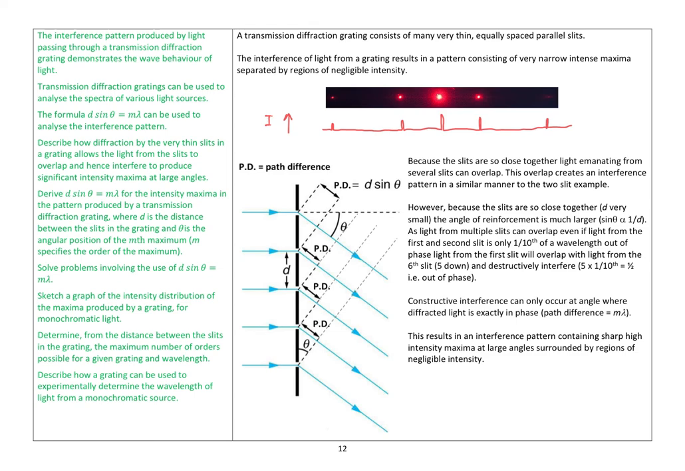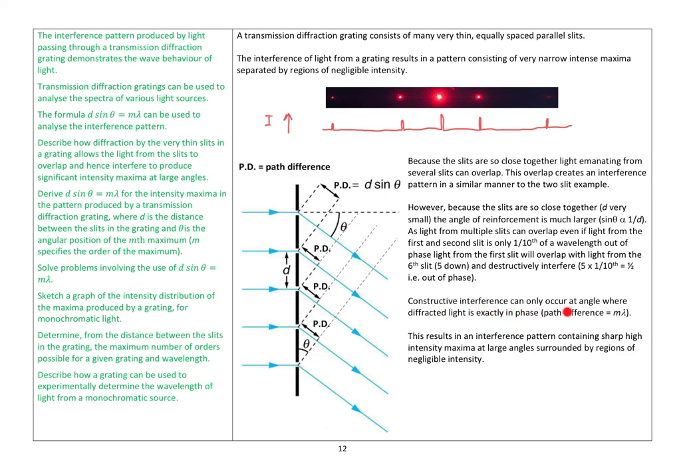So that's why they're so much further apart that I talked about briefly, because d is smaller, sine theta is greater. As the second part of this, as light from multiple slits can overlap, even if light from the first and second slit is only 1/10 of a wavelength out of phase, light from the first slit will overlap with light from the sixth slit down, so 1, 2, 3, 4, 5, and destructively interfere, because it would be 5 1/10 of a wavelength. 5 times 1/10 equals a half. So that one would be out of phase with that one. We would get destructive interference.